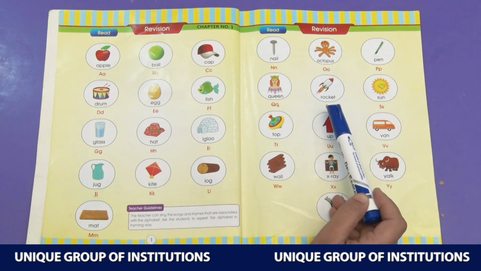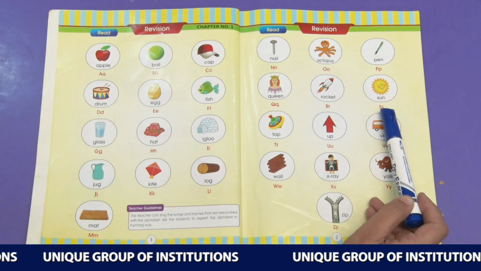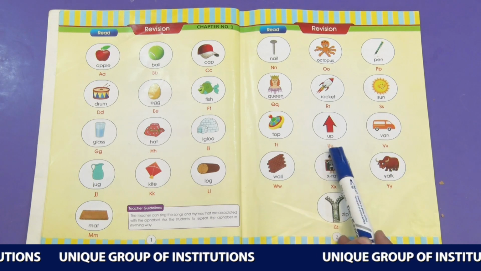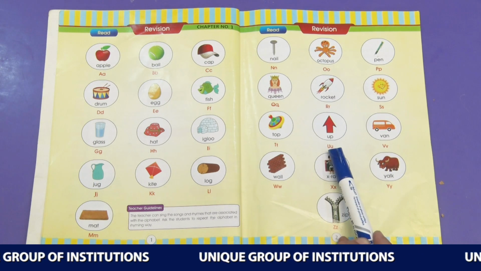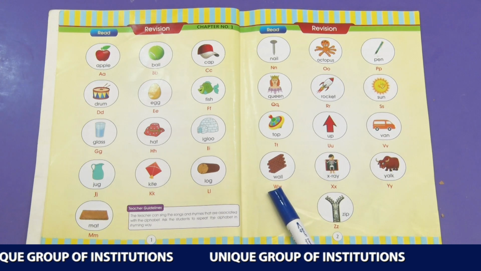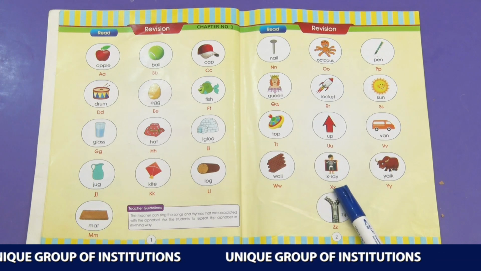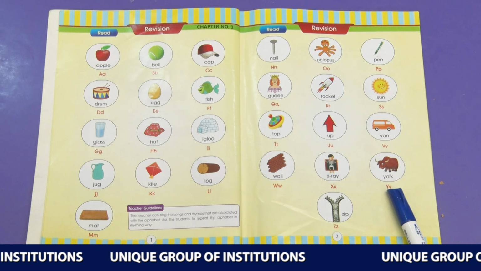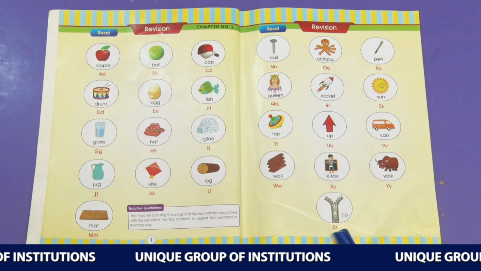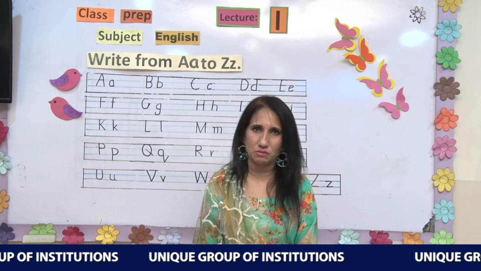R, rocket. S, sun. T, top. U, up. V, van. W, wall. X, x-ray. Y, yolk. Z, zip. So this is the lecture for today, and today you have learned the alphabet letters, their sounds, their vocabulary along with the actions.